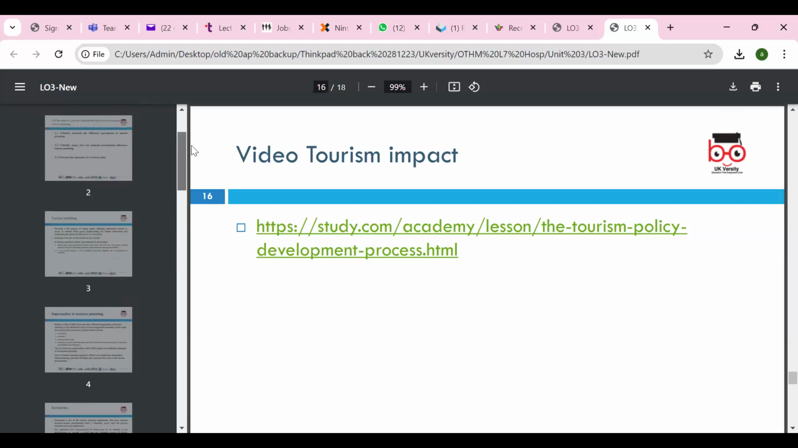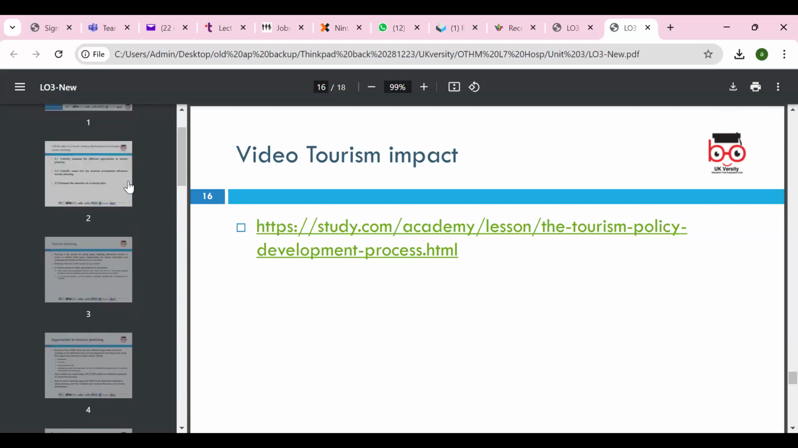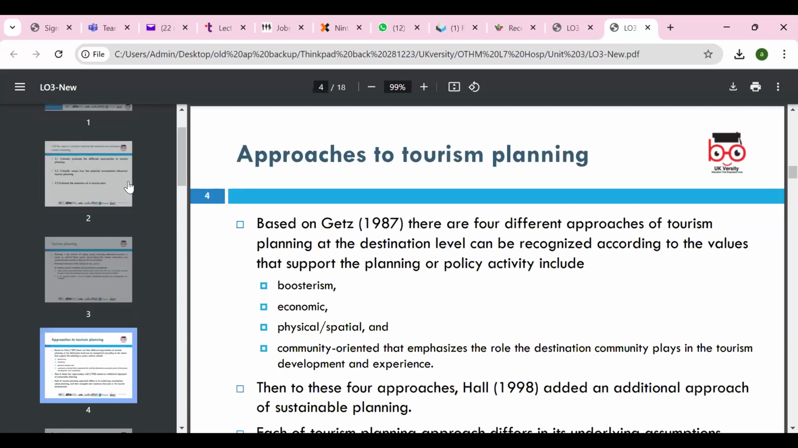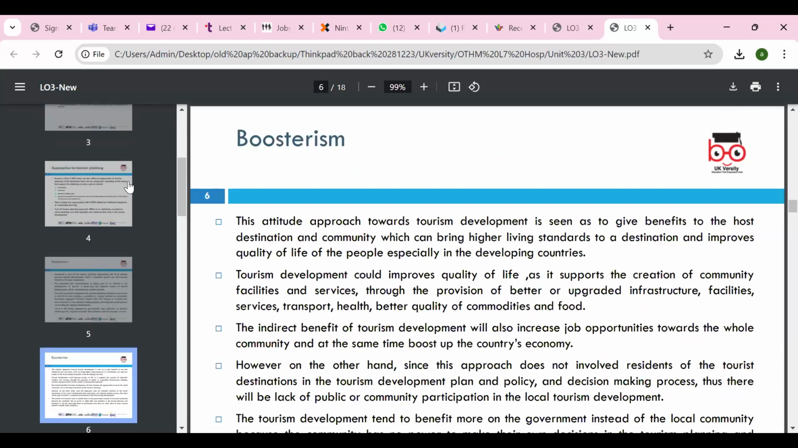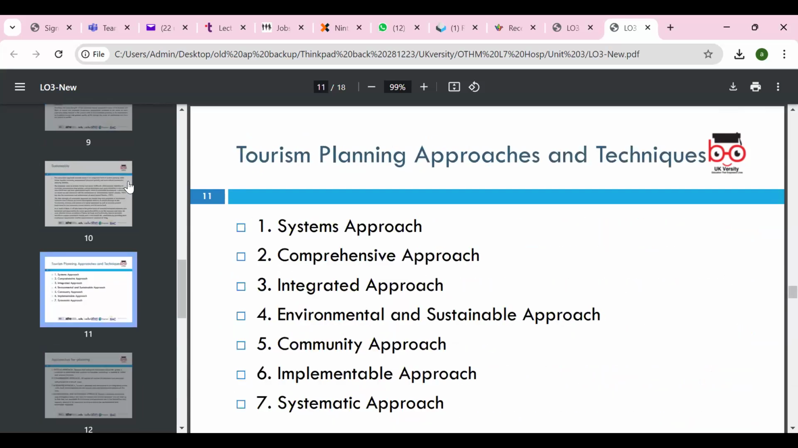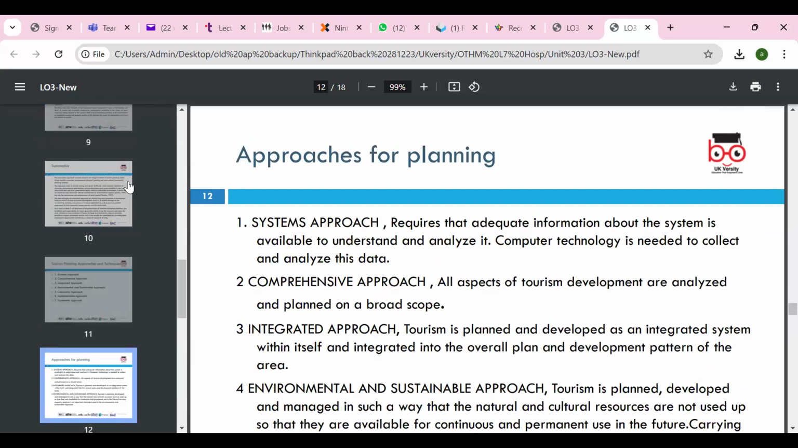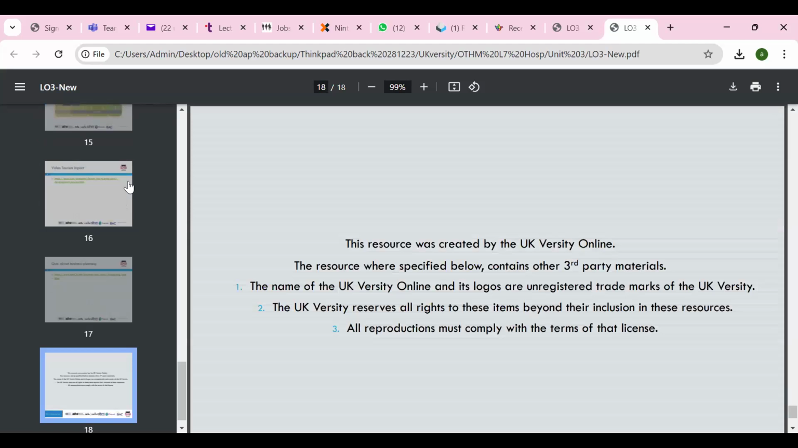So today we discussed different strategies and approaches. We have the boosterism, economic, physical, and community-oriented approaches, and then we discussed sustainability, the systematic approach, comprehensive approach, integrated approach, environmental, community, and implementation. So these approaches we had a discussion on, and we linked the economic factor and how these impact.